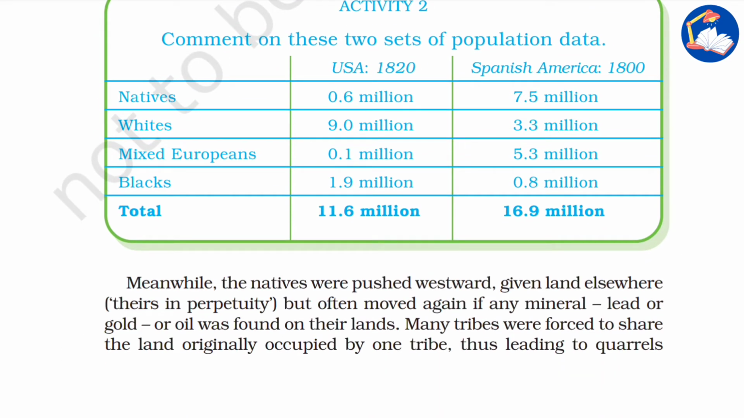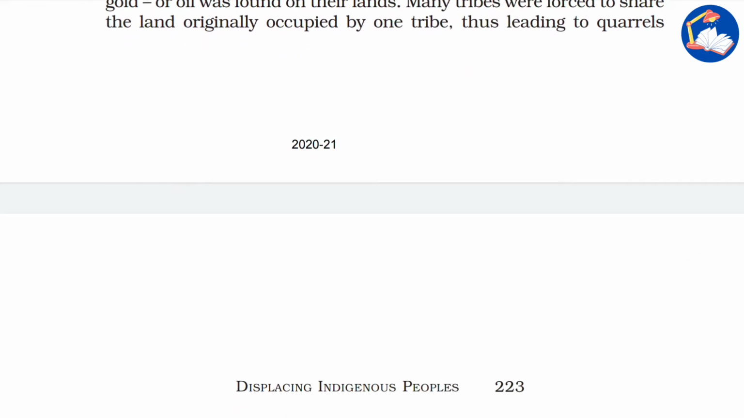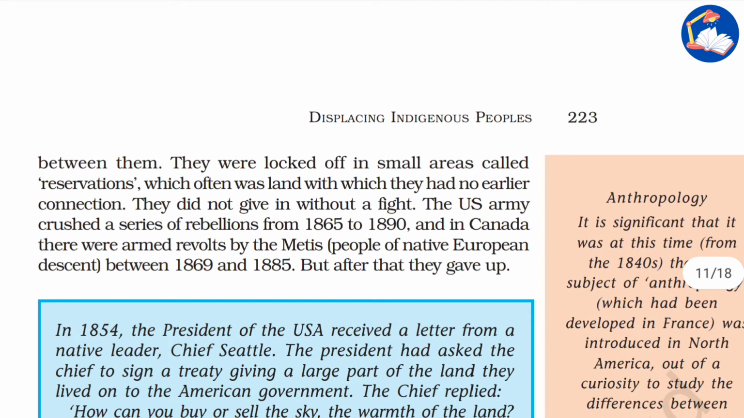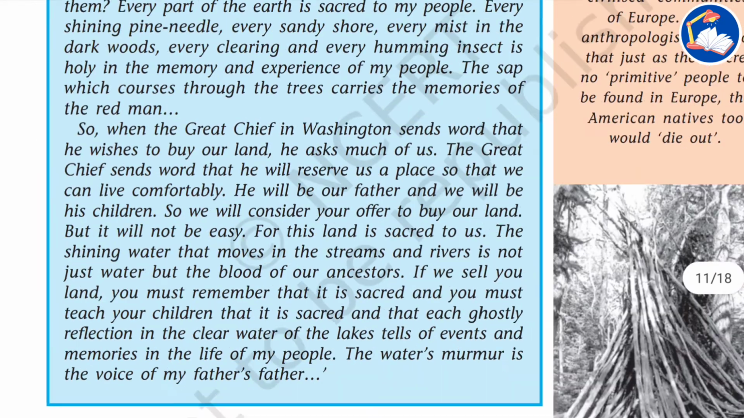The natives were pushed westward, given land elsewhere, but often moved again. These people kept on pushing the natives to the western side. Actually, the western side is a desert area, and there is no proper vegetation there. And if any minerals or gold or petroleum reserves were found, again the natives were thrown out of that area. That is what happened.